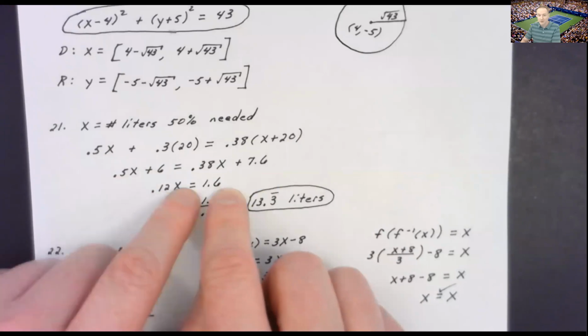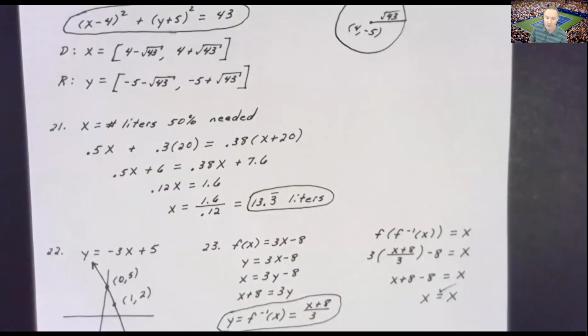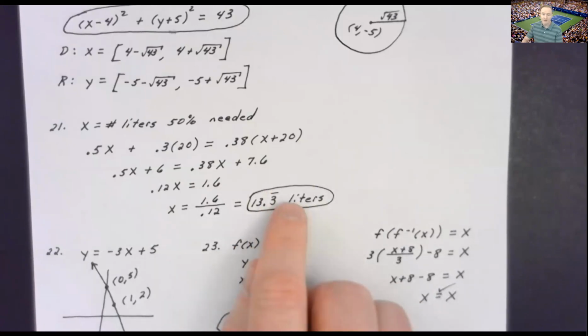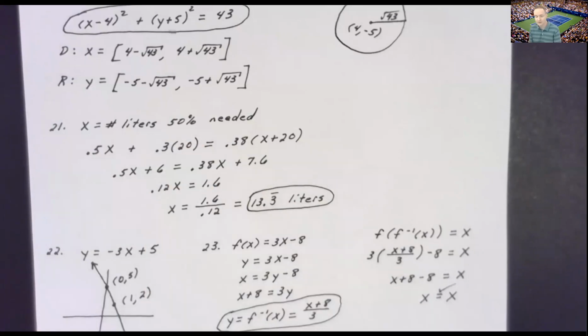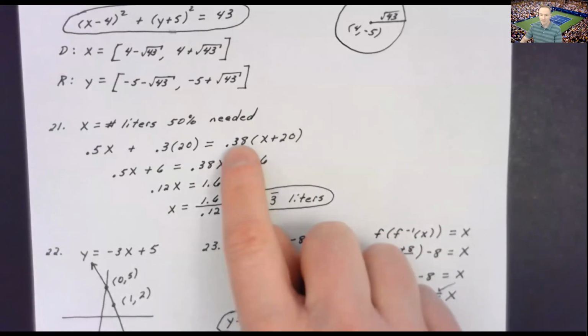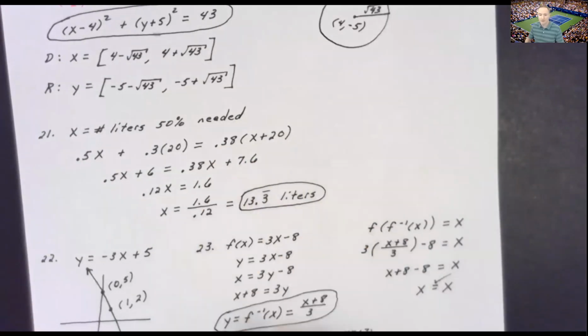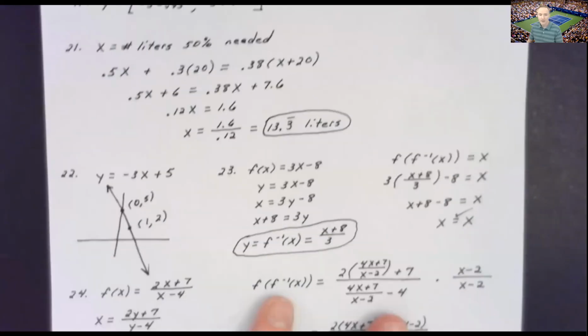So now, in order to solve for x, I just divide by 0.12 on both sides. When I did that, I saw that 1.6 divided by 0.12 gave me 13.3 repeating liters. You could also say 13 1/3 if you prefer. But this is the number of liters of the 50% solution that you'd need to add to the existing 20 liters of 30% strength in order to get a total amount that's 38% strength. So 13.3 liters need to be added.